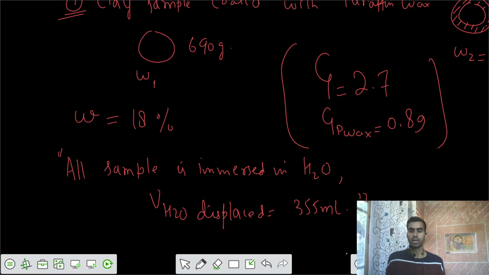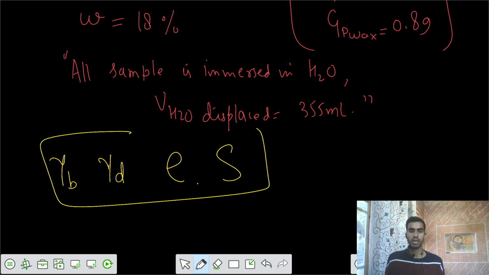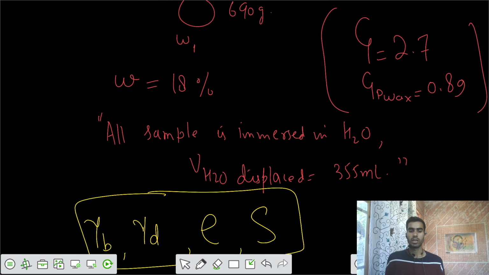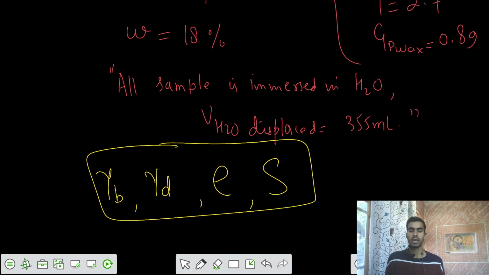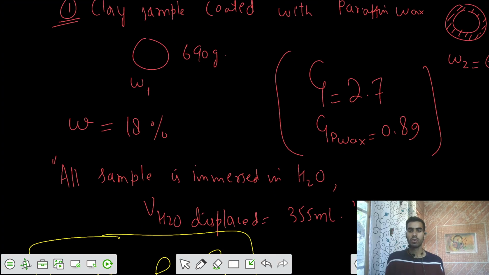Now we need to calculate unit weight, bulk unit weight, dry unit weight, void ratio, and degree of saturation for that soil sample. So these data we need to calculate. So what's the data we have?